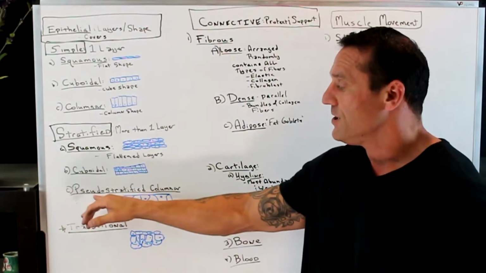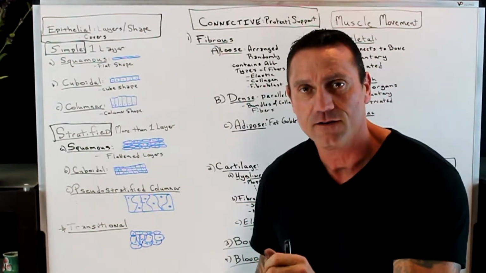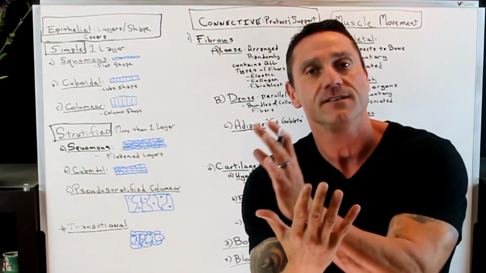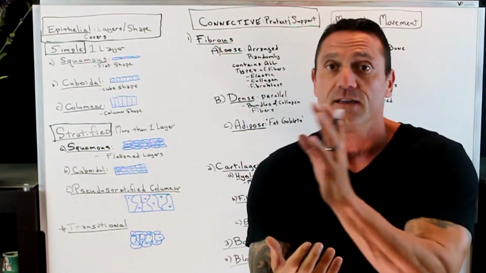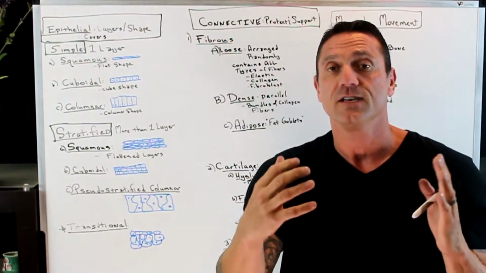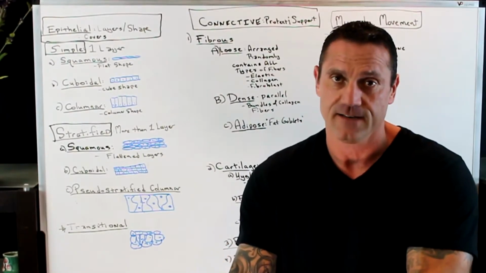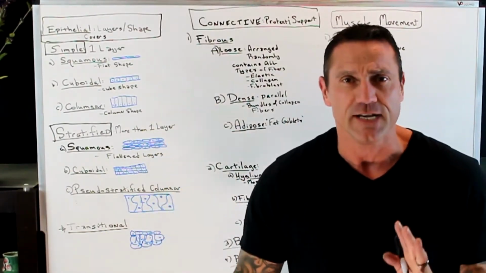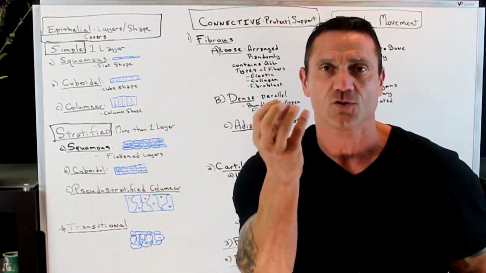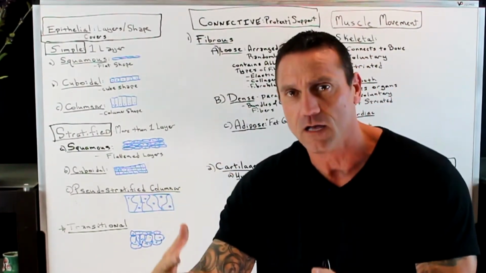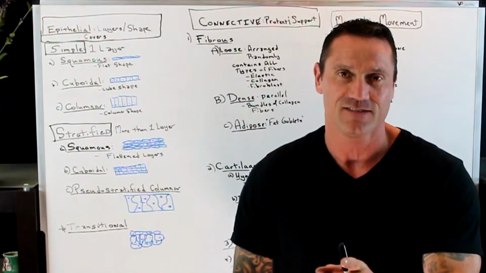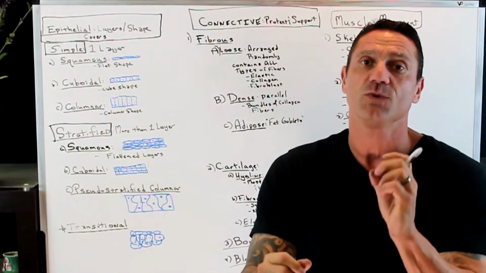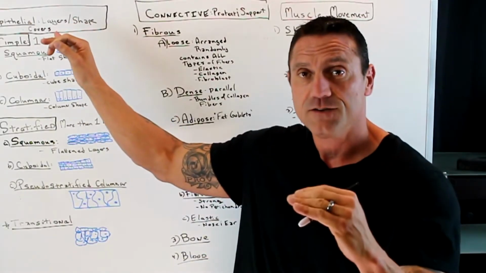And typically, you're going to have pseudostratified ciliated or not ciliated. Is it going to have hair-like structures on it? Well, then that's pseudostratified ciliated columnar epithelial. If it doesn't have any hair-like structures, then it's pseudostratified non-ciliated columnar epithelial. Then we're going to have this one that's going to transition. It's going to look like a simple squamous, it's going to look like a cube, it's going to look like a columnar, and that's called transitional epithelial.